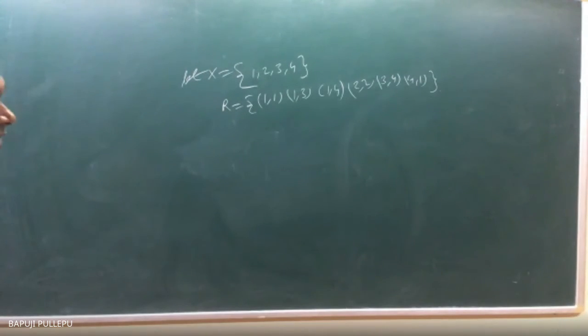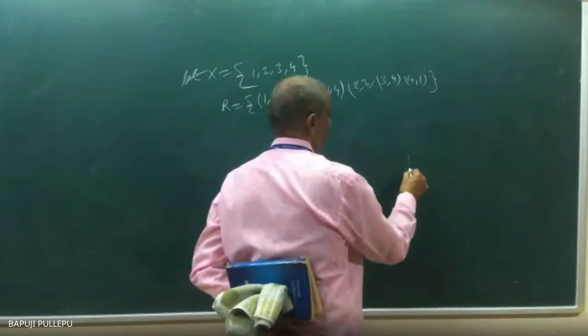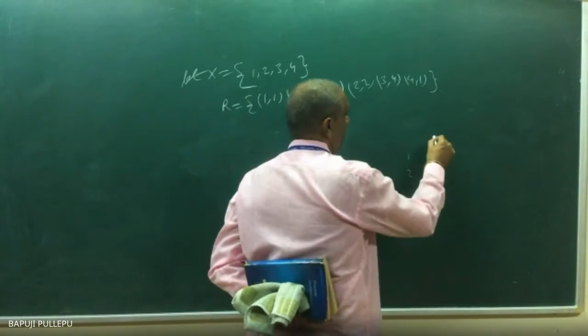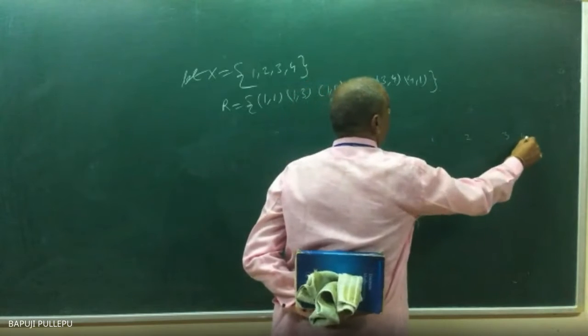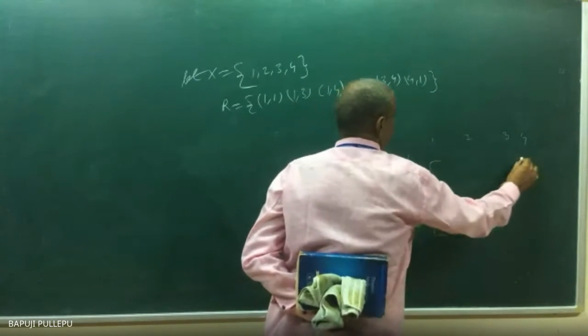Frame first, already I told you, 1, 2, 3, 4 means the set, right? 1, 2, 3, 4 with a pencil. Again 1, 2, 3, 4. Frame the matrix.